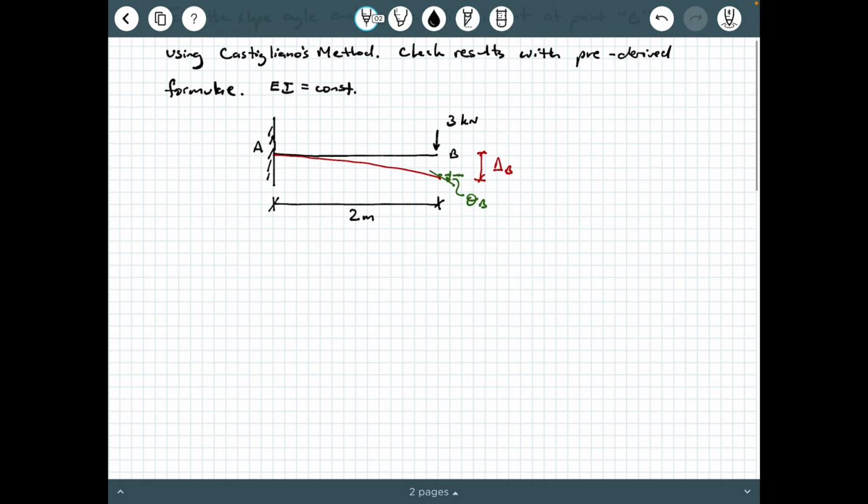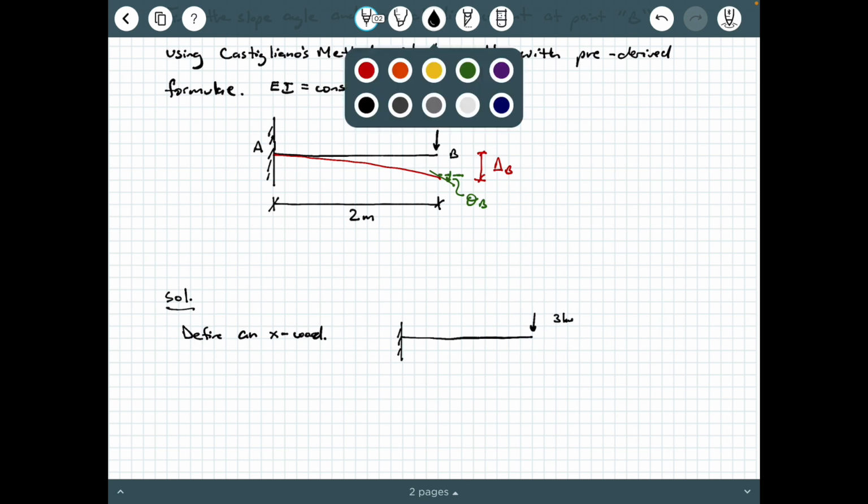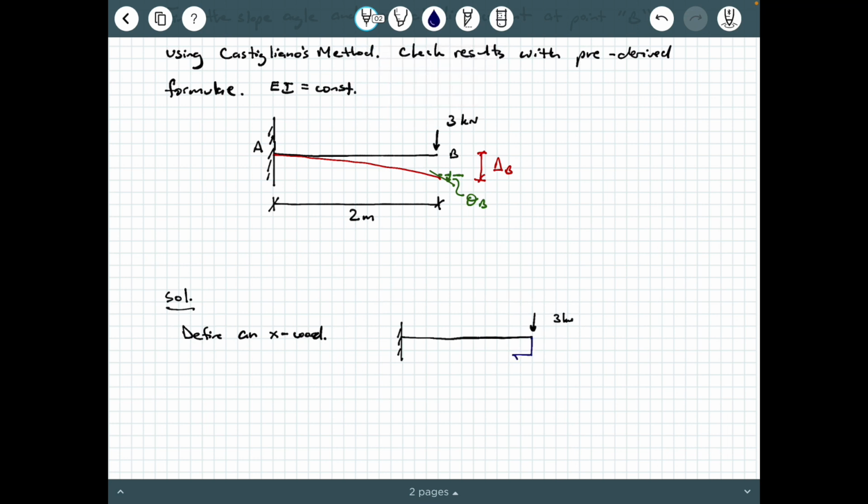All right, so under solution, the first thing I'm going to do is define an x coordinate, just because one wasn't defined for me. So probably the easiest thing to do is define our x coordinate like this. Here's our 3 kilonewtons, and how about we define our x coordinate as pointing to the left is positive. And then this is 2 meters long, of course.